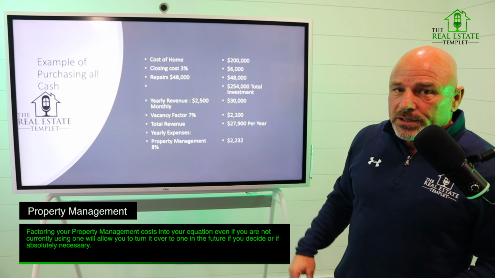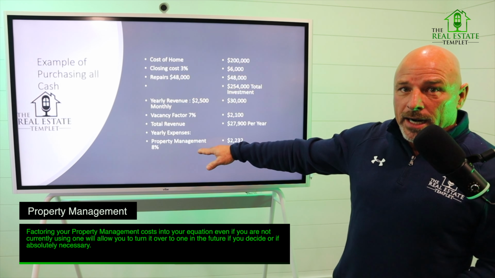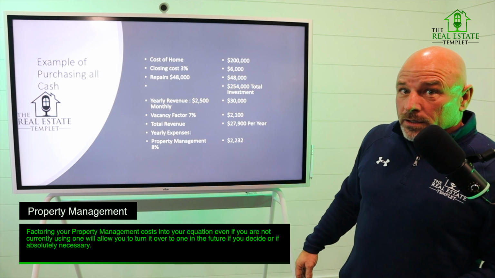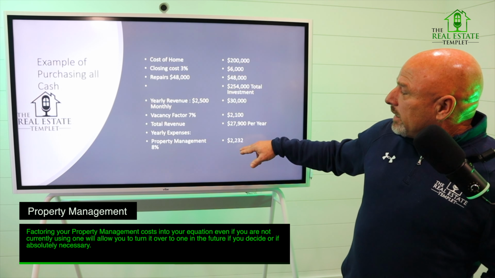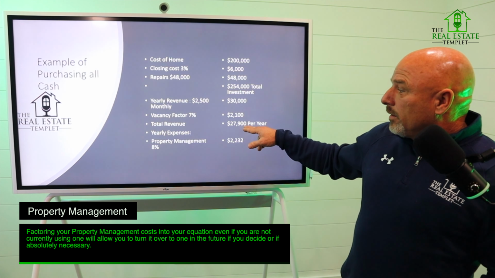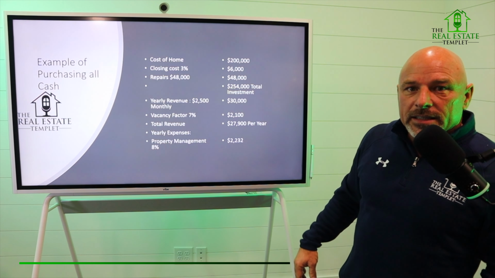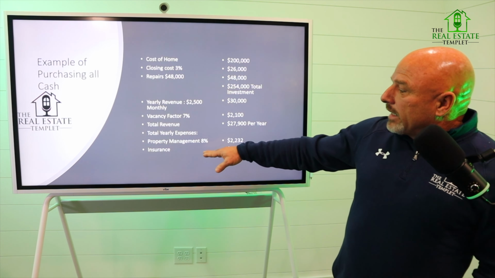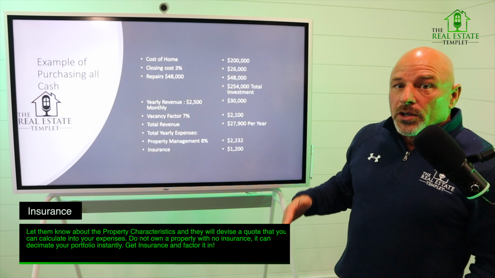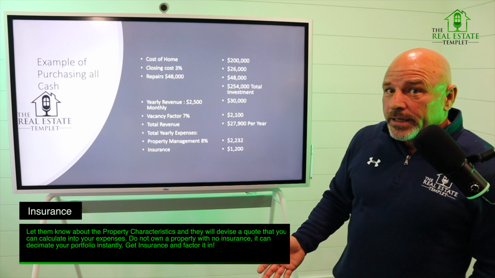So I figure in an 8% property management fee. That comes to $2,232 a year. That is going to be an expense, which as we calculate down, it will come off of our total revenue of $27,900. Next thing I'm going to look at is insurance. Insurance is what insurance is. You can call your insurance company, whoever does your insurance.